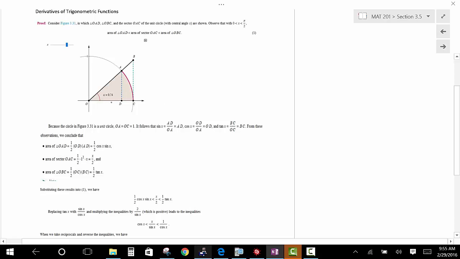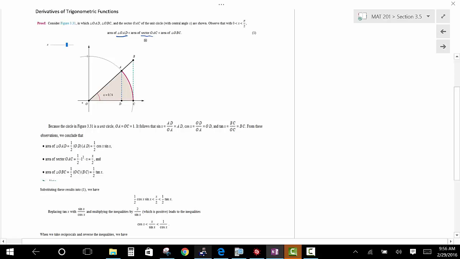So the idea with this is we got kind of this setup right here. And if you look at the area, there's actually 3 areas. If you look at this area right here, OAD is a triangle. OAD is this triangle right here. Okay, that's a triangle. Then we have a sector. From trigonometry, you guys remember what a sector is. It's just a slice of the circle, right? It's like a piece of pizza. Okay, the sector is here.